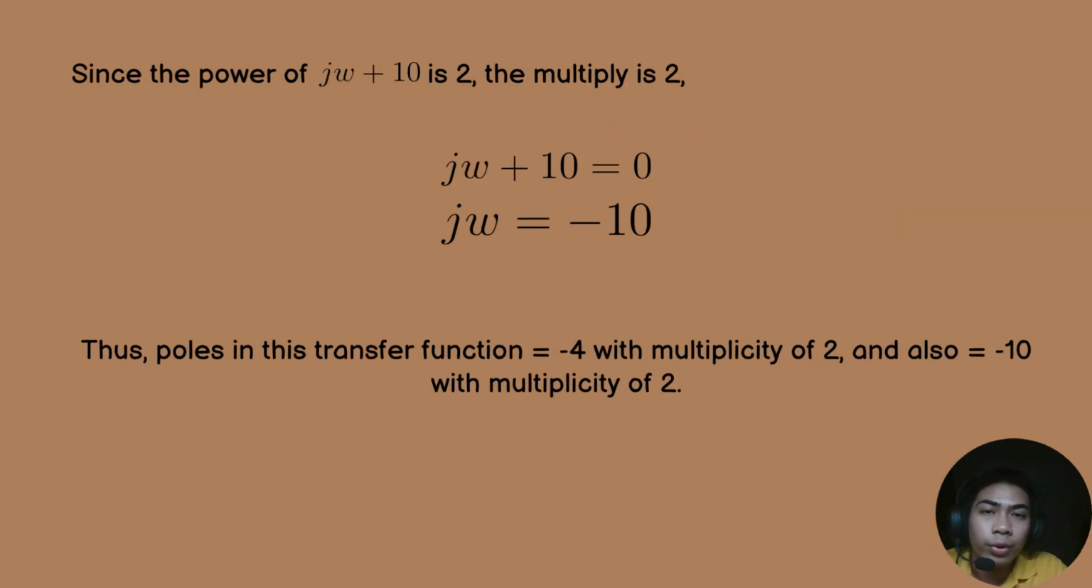Furthermore, we know that we got two poles, one is the simple pole, and the next one is the quadratic pole. Since the power of j omega plus 10 is 2, the multiplicity is 2, so we can state that this is the quadratic pole. We need to set j omega plus 10 equal to 0, and then we got j omega is negative 10. Thus the poles in this transfer function are negative 4 with multiplicity of 2, and also negative 10 with multiplicity of 2. That's all for me.